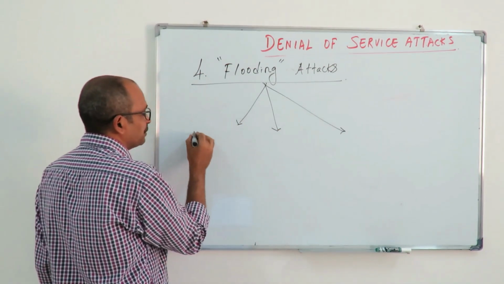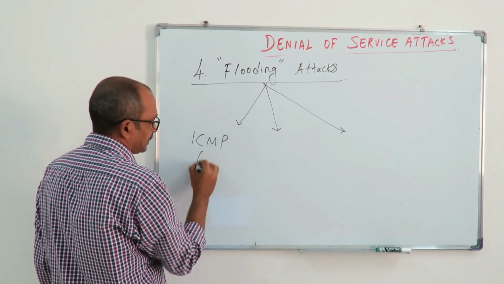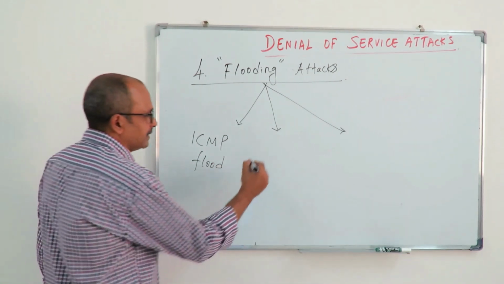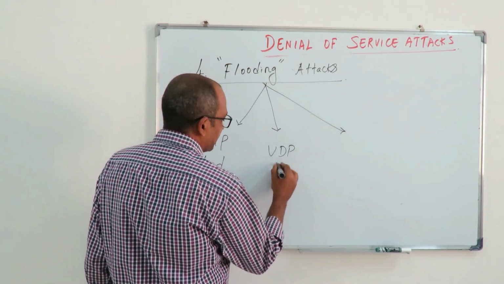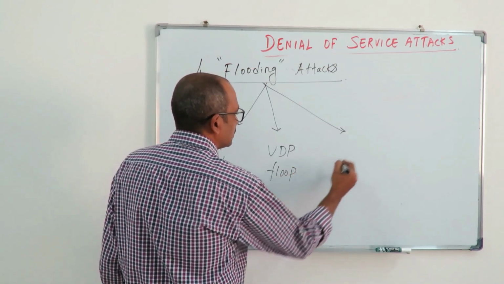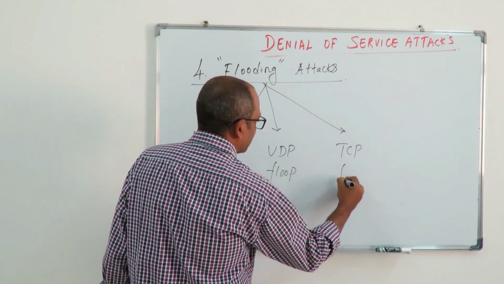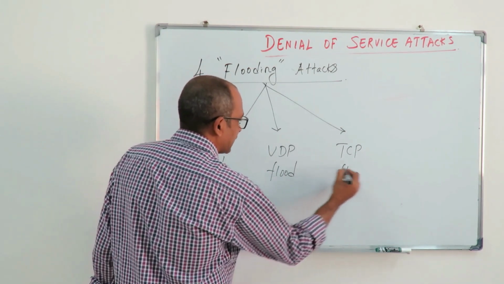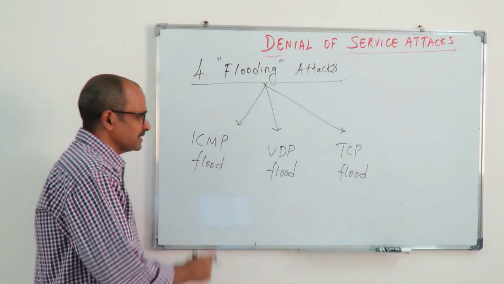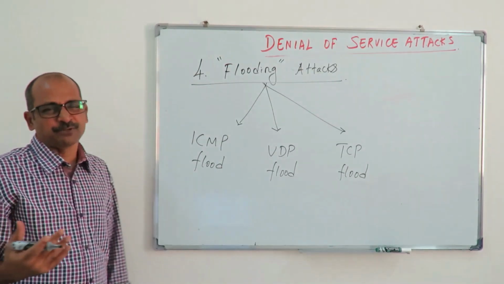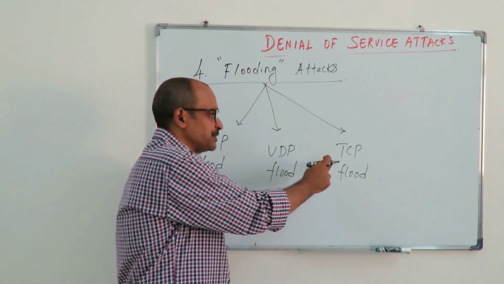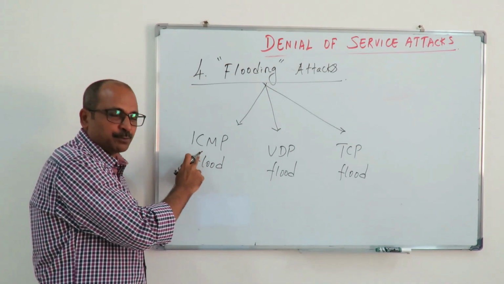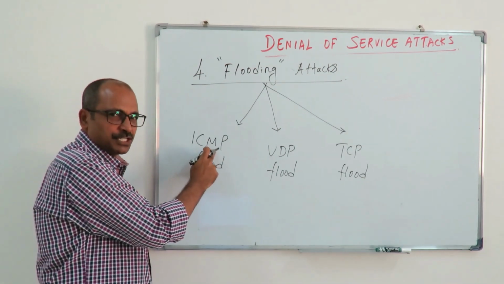The first one is the ICMP flood. The second type of flooding is the UDP flood. The third one is the TCP flood. These are the different types of flooding attacks available. These are all different protocols: TCP, Transmission Control Protocol; UDP, User Datagram Protocol; and ICMP, Internet Control Message Protocol.